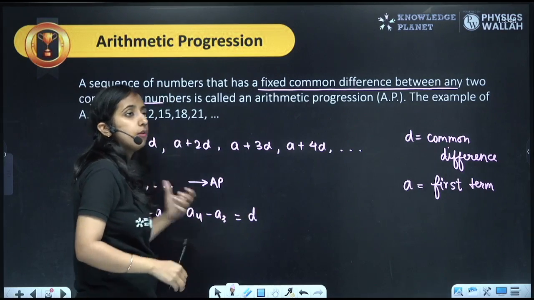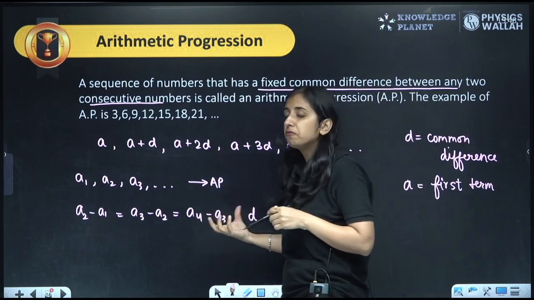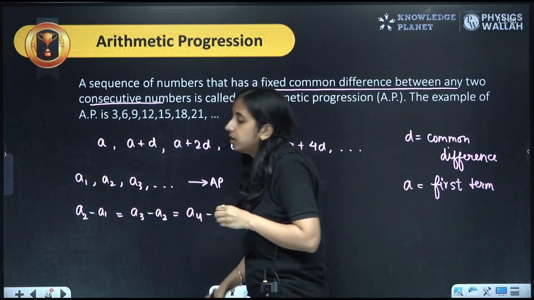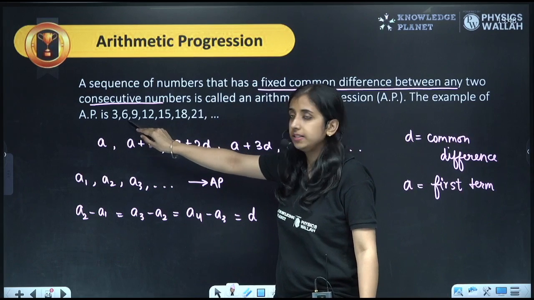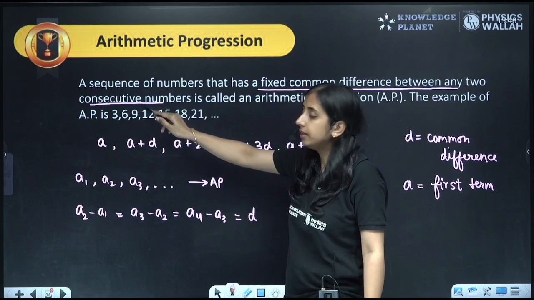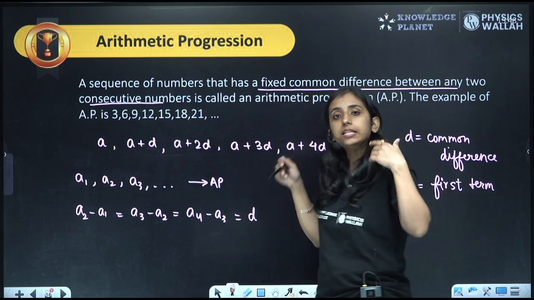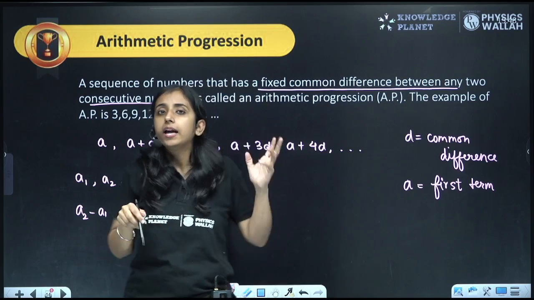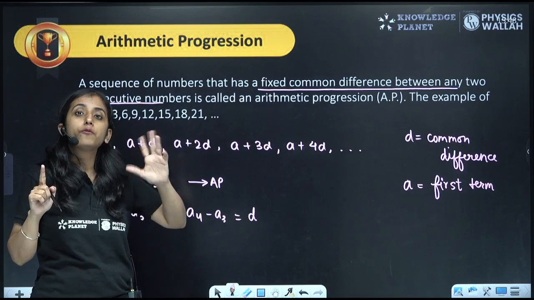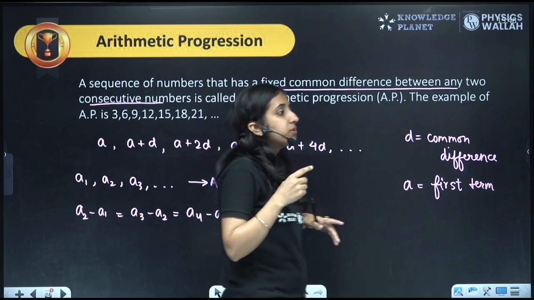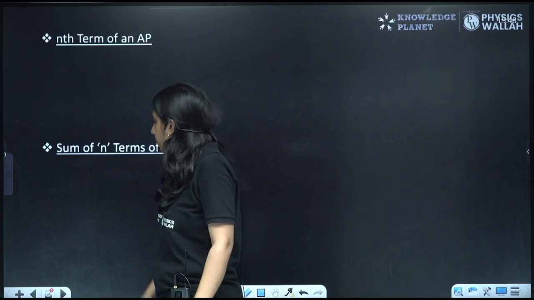The difference of two consecutive terms is fixed. This is called an arithmetic progression. See, 3 plus 3 is 6, 6 plus 3 is 9, 9 plus 3 is 12, 12 plus 3 is 15, 15 plus 3 is 18, 18 plus 3 is 21, and so on. Each term has an addition of 3 to obtain the next term. This is an arithmetic progression.